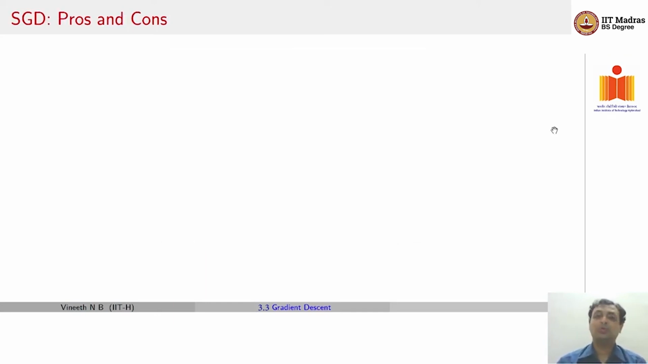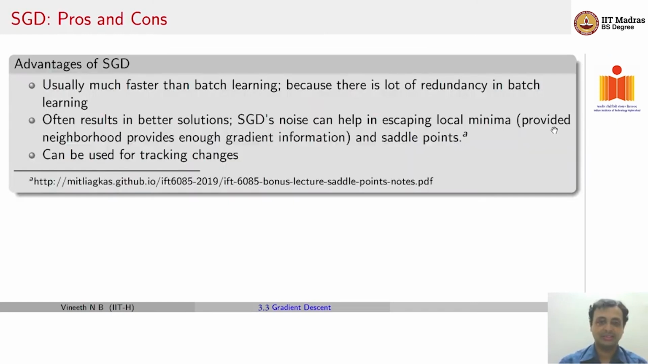What are the pros and cons of stochastic gradient descent when you compare it to batch gradient descent? Let's try to understand this. The advantages of stochastic gradient descent, which by far outnumber its disadvantages: it's usually much faster than batch learning when you train neural networks. Why is that so? It's simply because there is a lot of redundancy in batch learning. If you have 1 million data points in your data set while training your neural network model, then many of these data points may give you similar information.